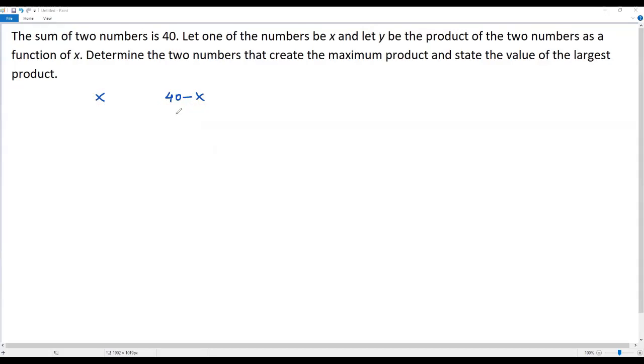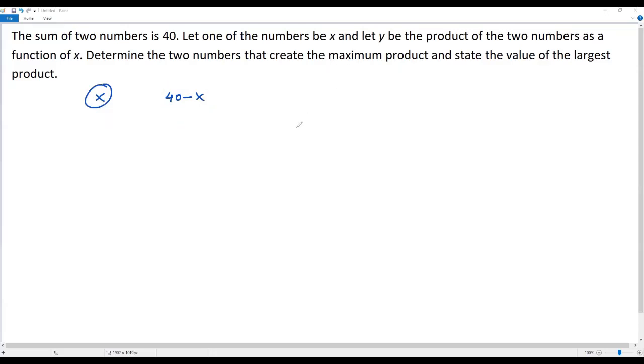Okay, now I got the two numbers. One number is x and the other number is 40 minus x. Once I get the value of x, I can get the other number. But we have to get the value of x with the condition that the product of these two numbers, x and 40 minus x, has to be maximum. So that we get these two numbers.